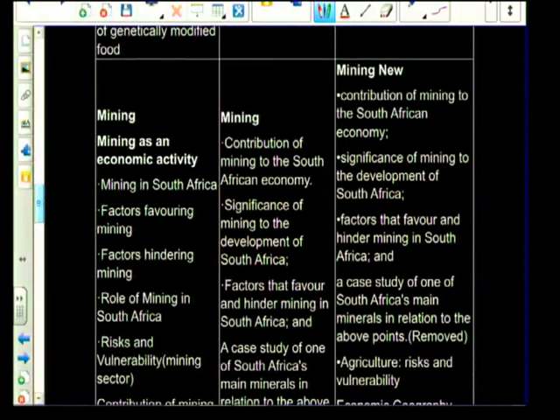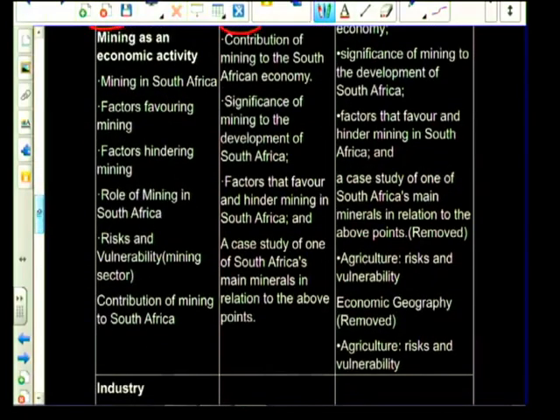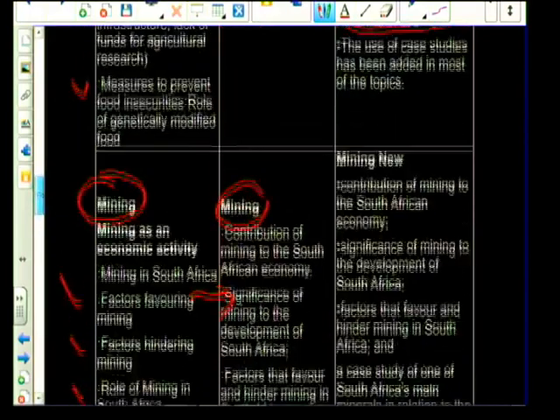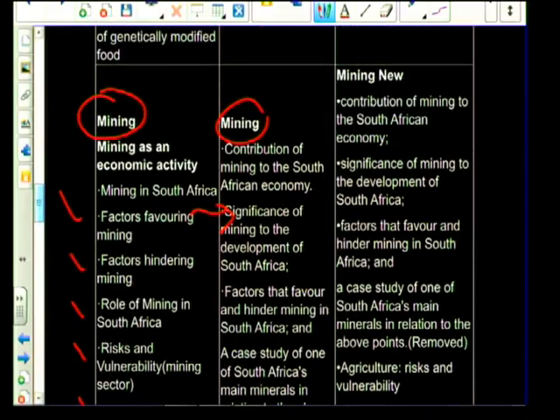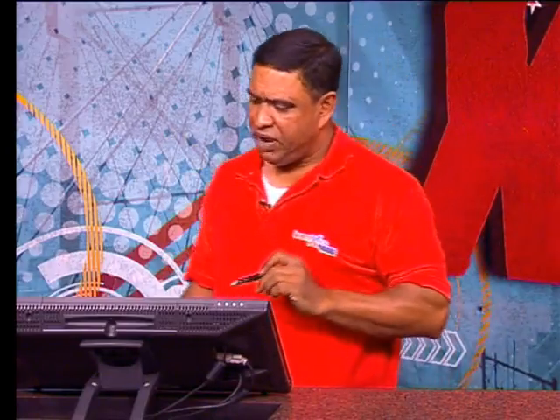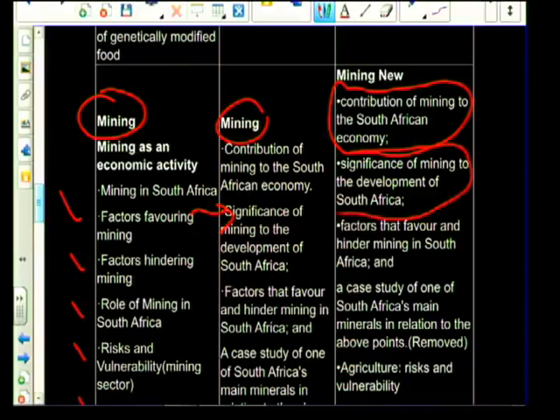Next section, mining. Same there. The contributions, the importance, the factors favoring, hindering, all is here. All right, contribution made, all is in this section. But mining new, contribution of mining to the South African economy, which has been touched on in the past, but it goes into more depth. Significance of mining to the development of South Africa, factors favoring and hindering mining in South Africa.